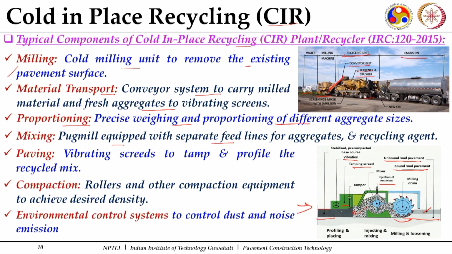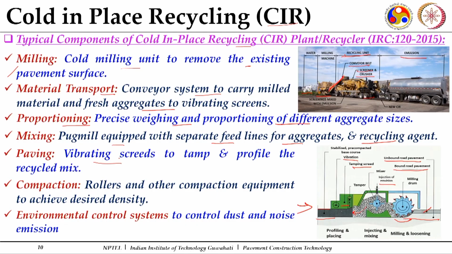Mixing pug mill equipped with separate feed lines for aggregates and recycling agent, as the recycling agent can be an emulsified bitumen. In case of emulsified bitumen, you need to ensure that the RAP has a particular amount of moisture content, because that is required for good workability of the RAP. This is when you are using emulsified bitumen as the recycling agent.